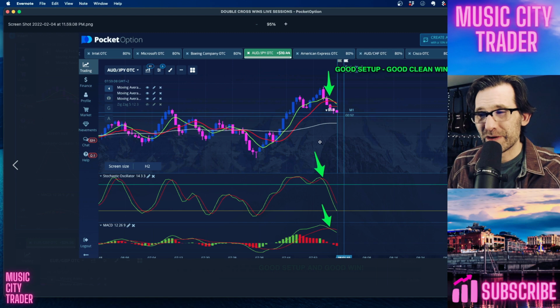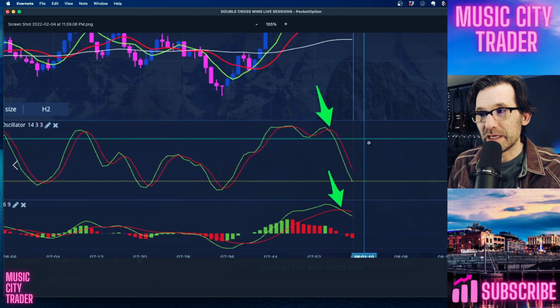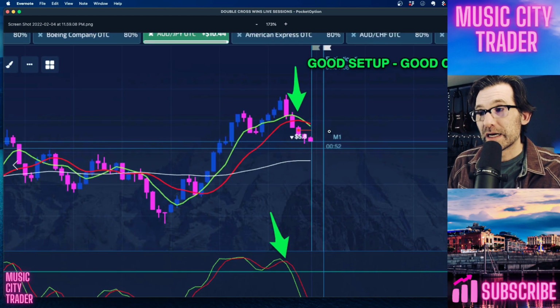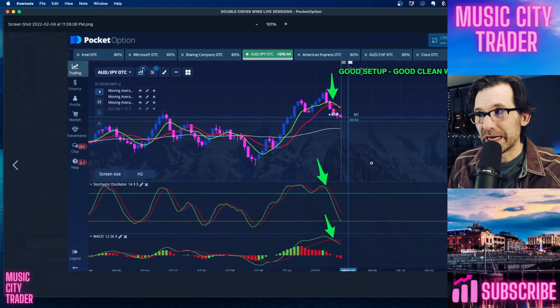Sometimes I might look at them and go, they look a little funny, but here is the key. Stochastic crosses out of overbought or oversold. MACD follows also from a high or low point and within 1 to 5 candles tops. If it gets to any longer than that, don't take the trade. And then basically you take a 2 minute down trade, and you're going to win a lot of trades doing this.